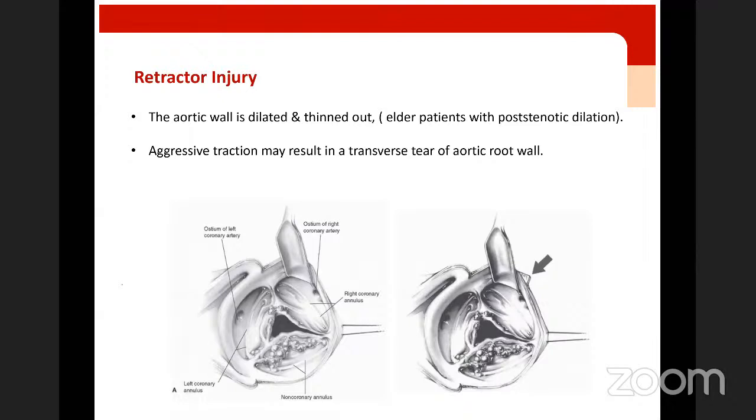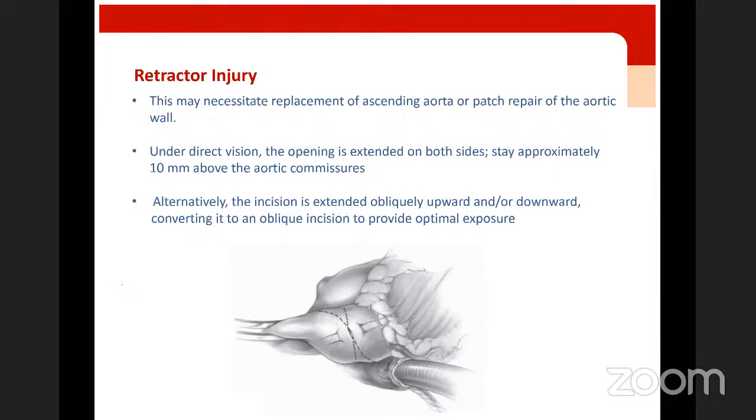to avoid retractor injury, which can happen in all patients with post-stenotic dilatation, in which the aortic wall is dilated and so thin that aggressive retraction can cause a tear of the wall of the aortic root, as you can see here in this diagram. To repair this complication might necessitate replacement of the ascending aorta or patch repair of the aortic wall.